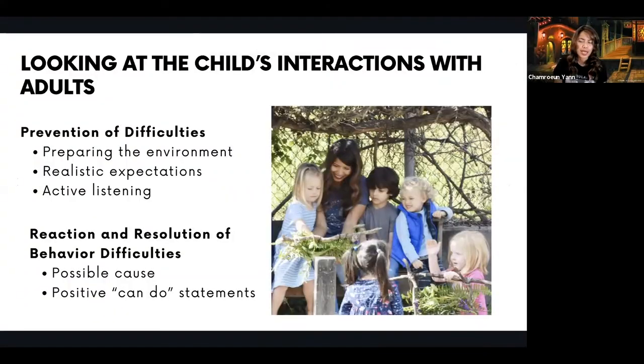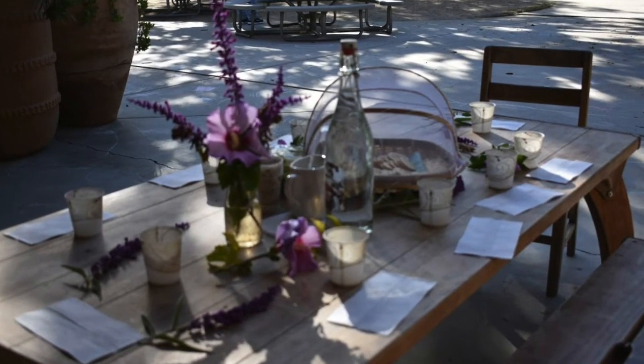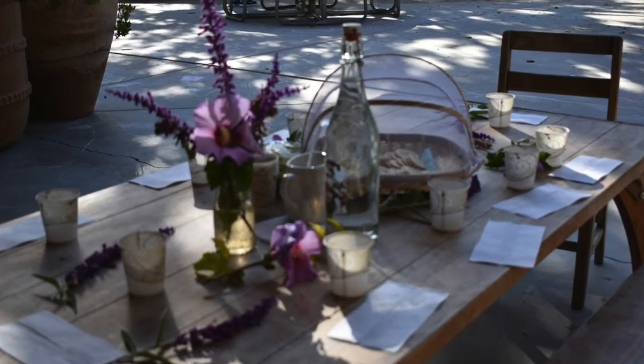Okay. Looking at child's interaction with adults. Adult interaction, like we learned from class, is so important. So prevention of difficulties, right? How do you do that? You prepare the environment, making sure you're offering an environment that will facilitate children to be curious, but definitely keeping them engaged, because sometimes children who are challenging, it's because it's too boring or it's not enough for them to do, or they could be overstimulated or understimulated, right?